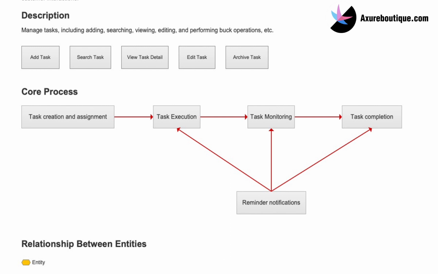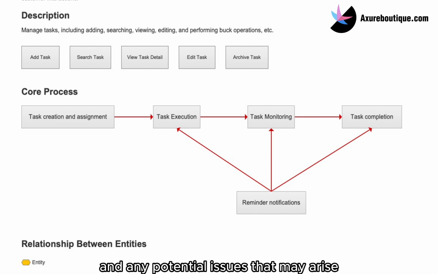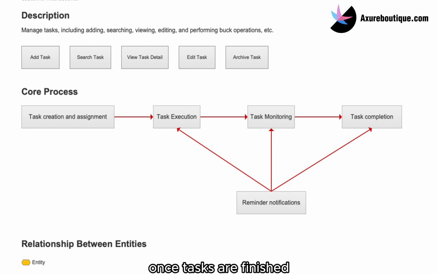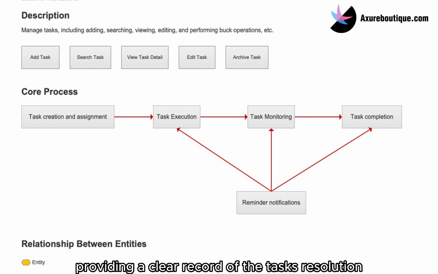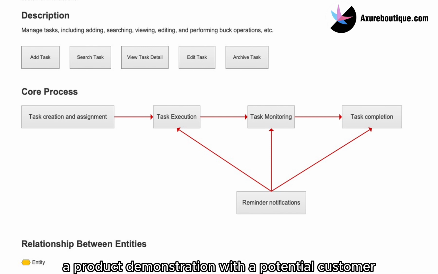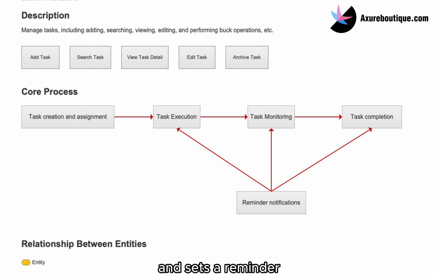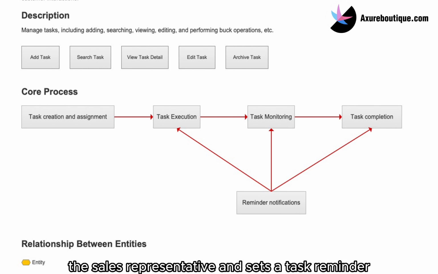Task monitoring. Managers and supervisors can monitor the progress of tasks within the CRM system, tracking their status and any potential issues that may arise. Task completion. Once tasks are finished, team members mark them as completed within the CRM system, providing a clear record of the task's resolution. For example, a sales manager creates a task for a sales representative to conduct a product demonstration with a potential customer and sets a reminder. The sales manager then assigns this task to the sales representative and sets a task reminder.